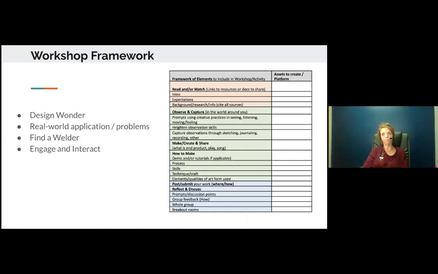So does everybody have that framework document? I would love if we could just take 5 minutes. By the time I'm done talking, till 3:10, go ahead on that workshop organizer chart, whatever your art form is, and just jot down, and I'm more focused on the second and third columns.